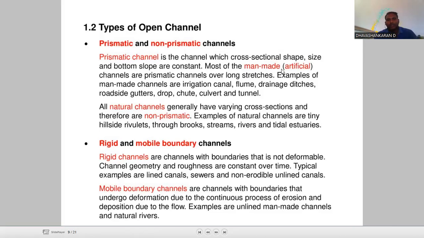Then rigid and mobile boundary channels. Rigid channels are channels with a boundary that is not deformable. Channel geometry and roughness are constant over time. Typical examples are lined canals, sewers, and non-erodible unlined canals. Mobile boundary channels are channels with a boundary that undergoes deformation due to the continuous process of erosion and deposition due to the flow. Examples are unlined man-made channels and rivers.